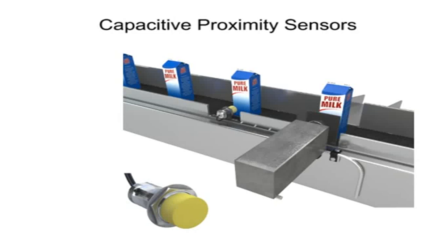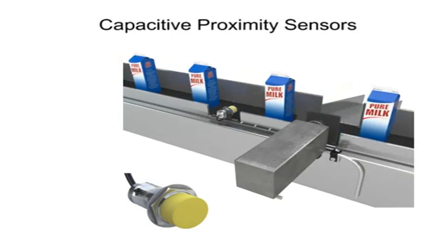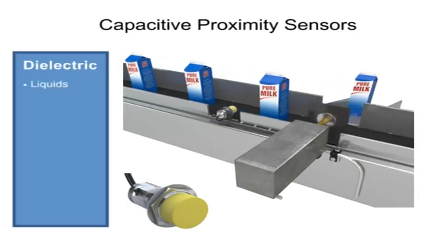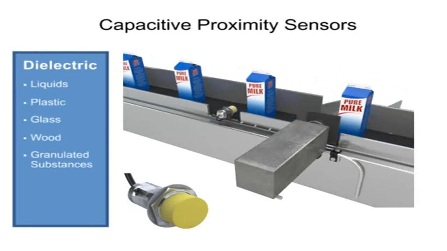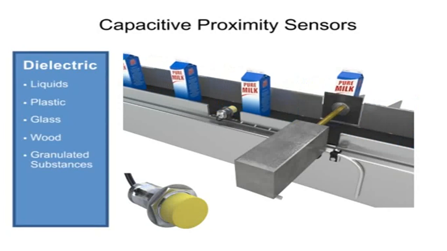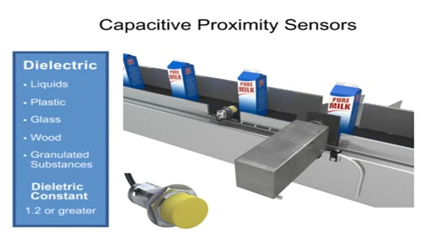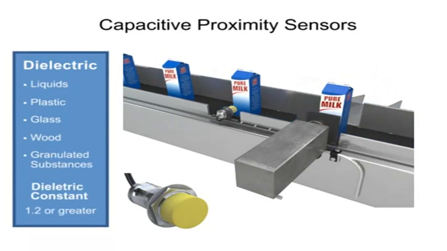Capacitive proximity sensors, on the other hand, can detect dielectric materials such as liquids, plastic, glass, wood, and granulated substances, as long as it has a dielectric constant of 1.2 or more. Their range is from 3 millimeters to 15 millimeters, depending on the dielectric material to be detected.